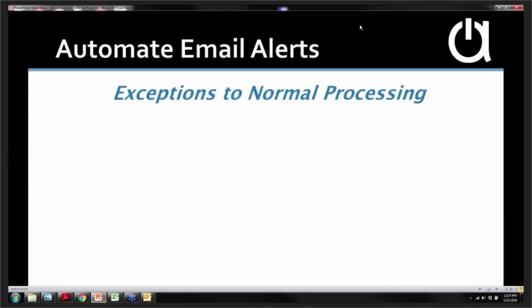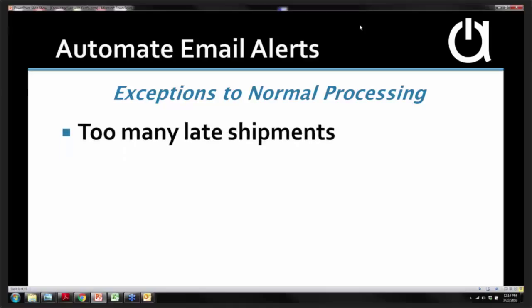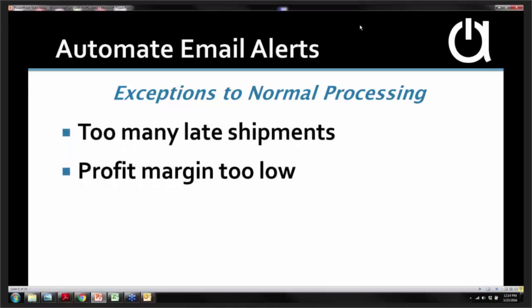Maybe we want to know about exceptions to normal processing, such as too many late shipments, or profit margin too low on specific orders or invoices. We've done a lot of reports about the profit margins being too low for different customers, but that requires them to run the report. So in an alert example, this would be once the order was created.